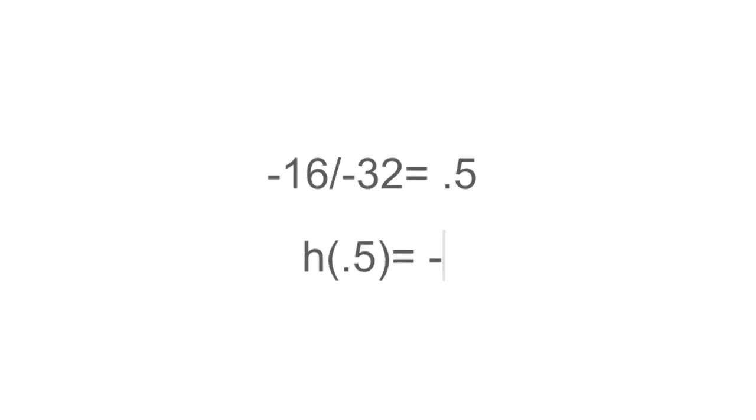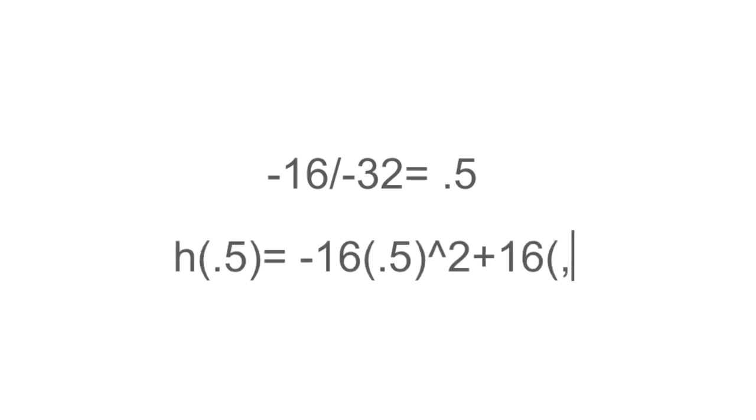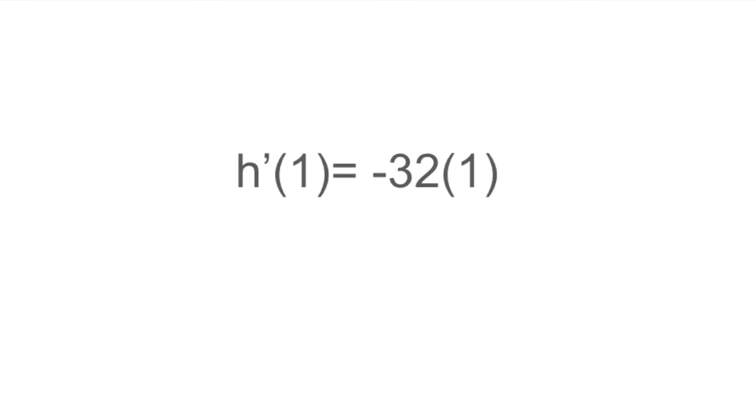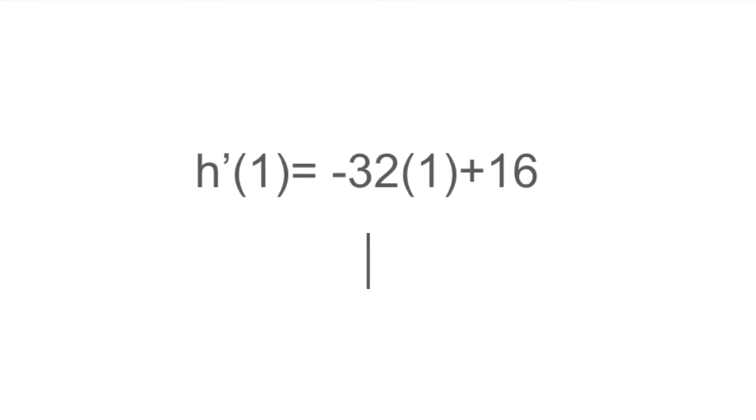To find the maximum height, we did negative b over 2a and got a value of 0.5. We then plugged that value back into the position function to get 68 feet. Wow! We then wanted to know those poor Germans' velocity at 1 second, so we plugged it into our velocity equation to get negative 16 feet per second.